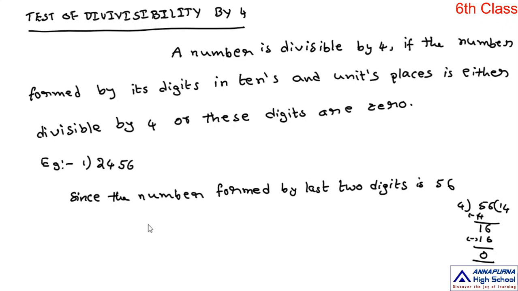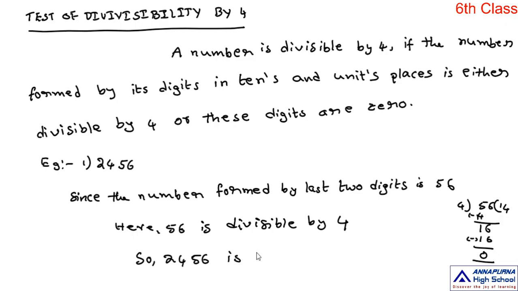Here 56. The number formed by the last two digits, that is 56, is divisible by 4. So the entire number, what is the entire number? 2456. So 2456 is divisible by 4.